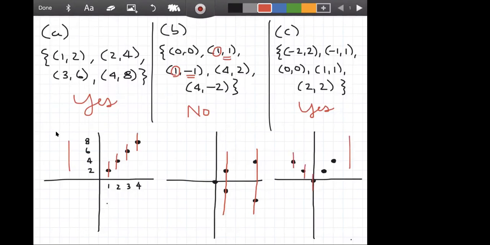Okay. And that is called the vertical line test. So let's go back to the presentation.